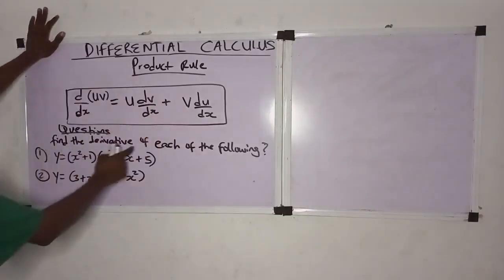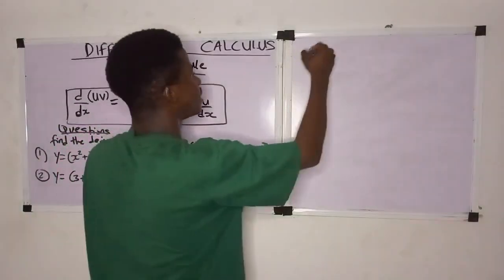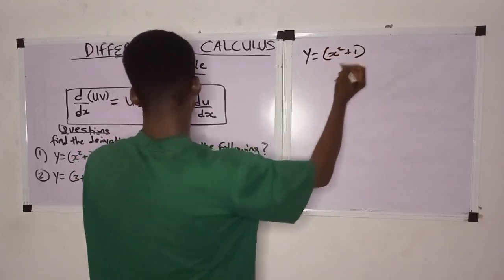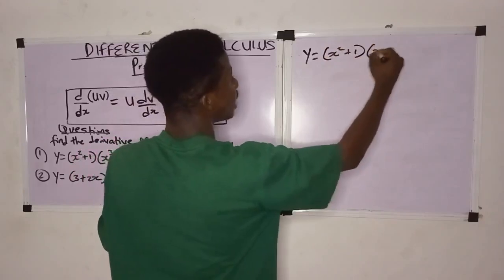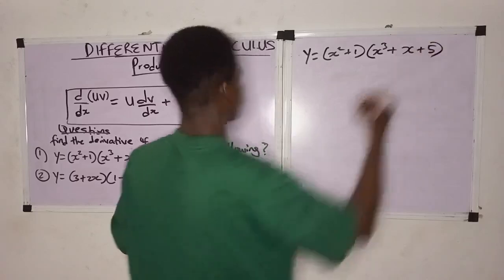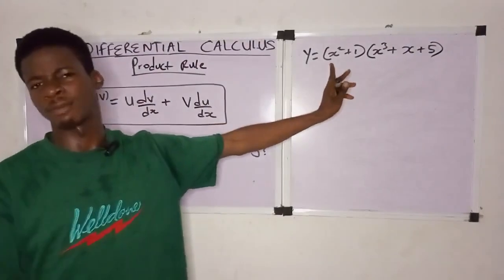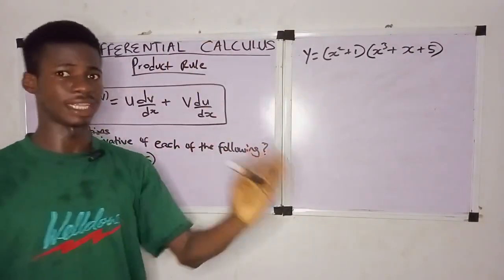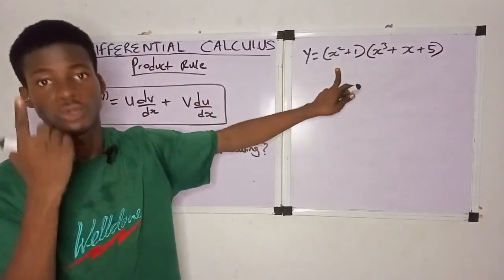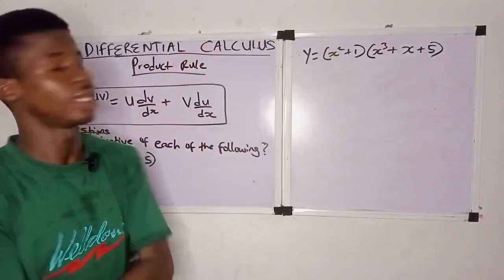It says find the derivative of each of the following. Let's start with question one. Question one: y equals bracket open s squared plus 1 bracket close, bracket open again s cubed plus s plus 5. Let's say they give you this question. The very first thing is to identify where the question is coming from. It's coming from the product rule, in the sense that the two functions are multiplying each other.